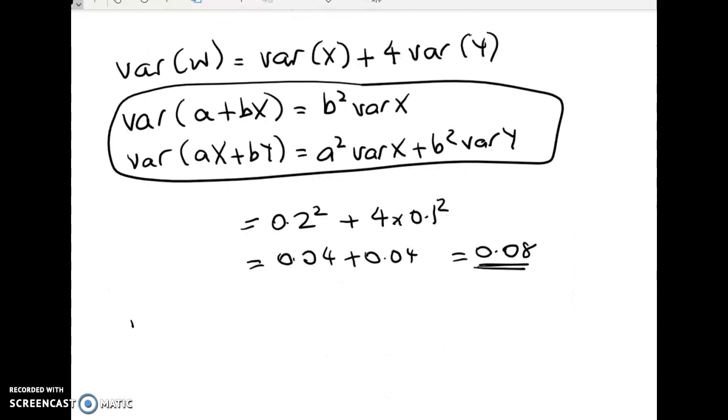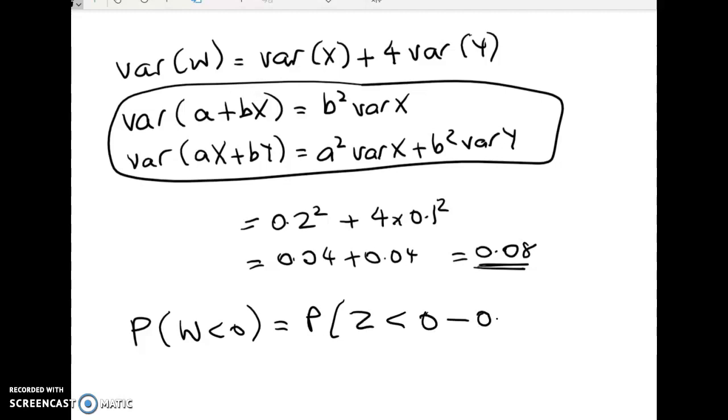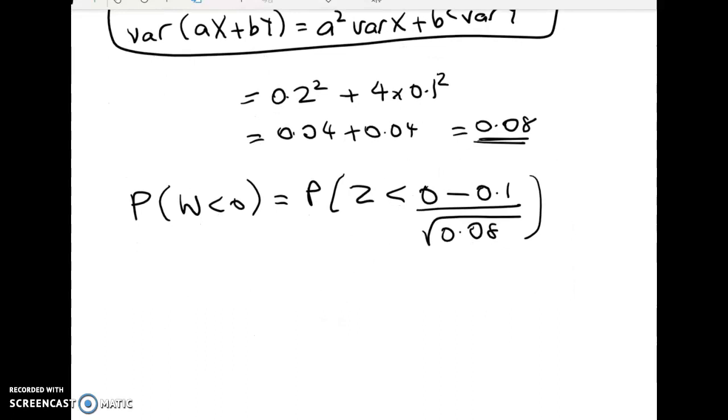All we have to do is find the probability that w is negative, and we standardize that. We say that z is less than 0 minus the mean, 0.1, divided by the standard deviation, which is the square root of 0.08. That gives me the probability that z is less than negative 0.354.